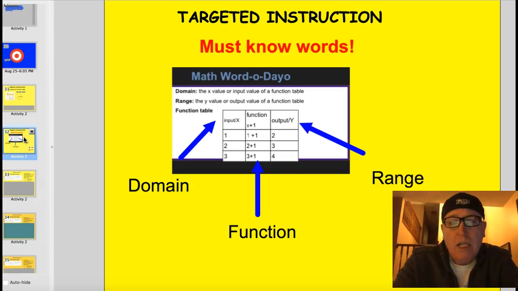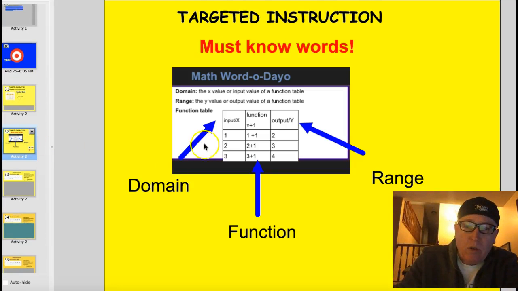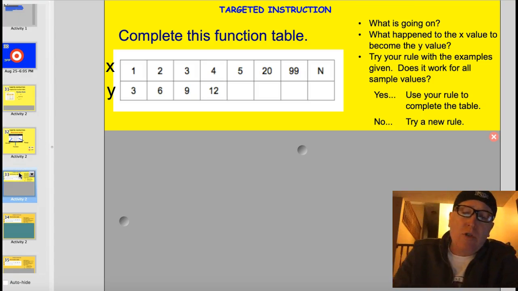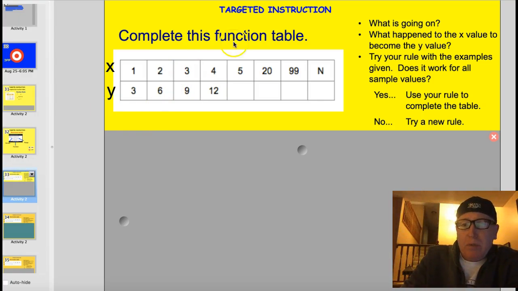All right, taking a look at our vocabulary, just a quick review. We've got the domain, which is over here. This is the input or the x value. You've got the range, that's the y or the output, and the function is in the middle. That's what happens to the x to get to the y. Let's take a look at one more example together, and then I'll have you try a couple pause problems on your own. Complete this function table.